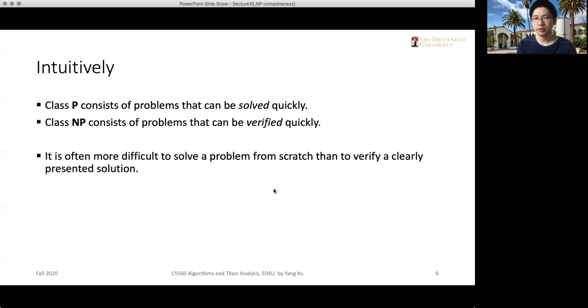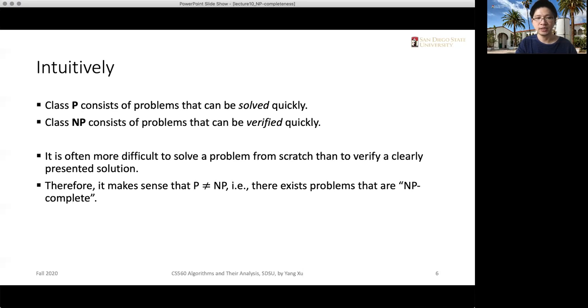Okay, and we know that it is more difficult to solve a problem from scratch than to verify a clear solution that is given to you, right? So NP should have a larger scope than class P. So it makes sense to believe that NP should encompass P. So NP should include P, and P is a subset of NP, but people haven't proved it yet.